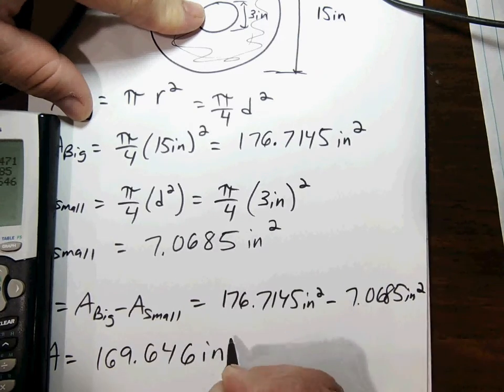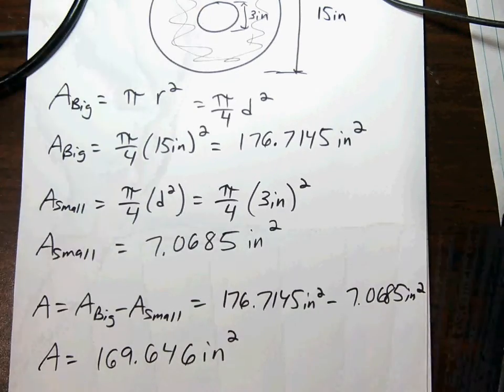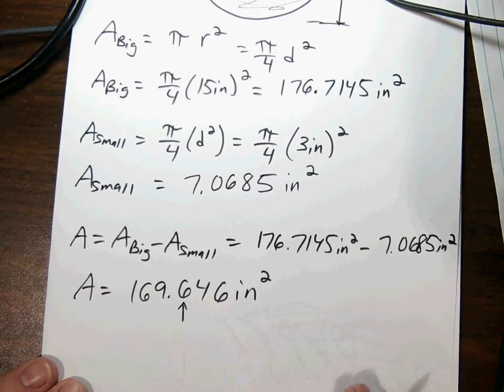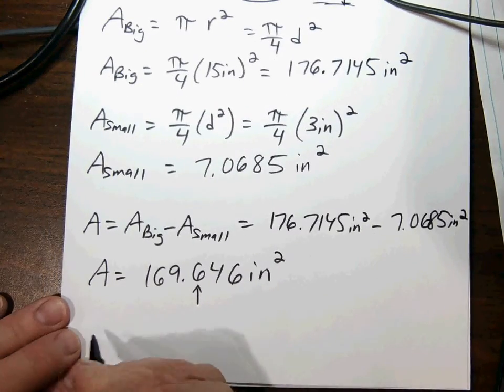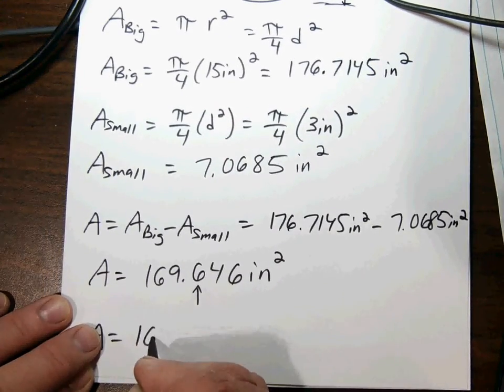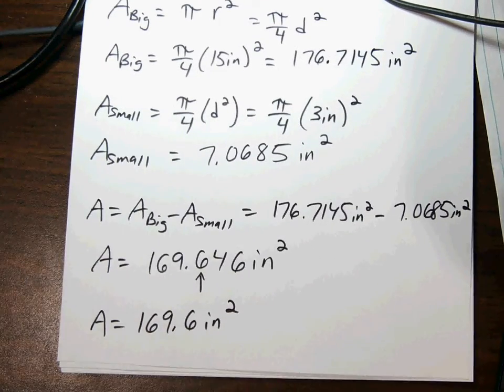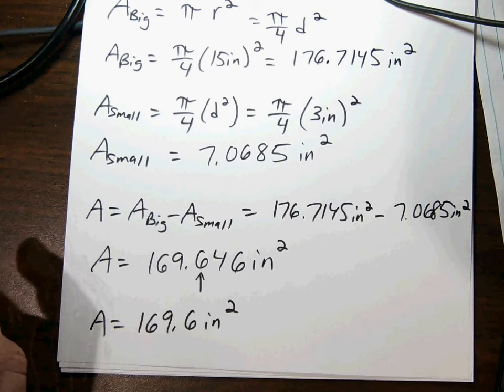169.646 inches squared, and I was asked to round it to the nearest tenth, I believe, right? Yeah, so we're going to round it to there, so the 6 will remain a 6, right? So area equals 169.6 square inches. Okay? Alright, that's it.